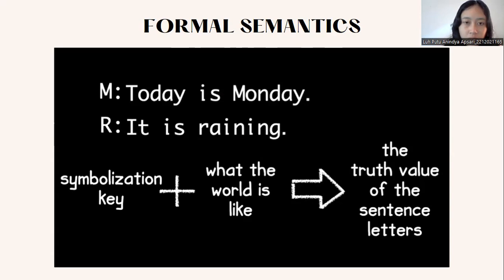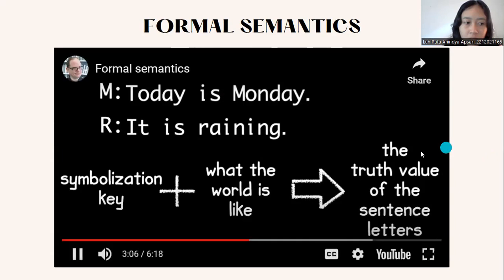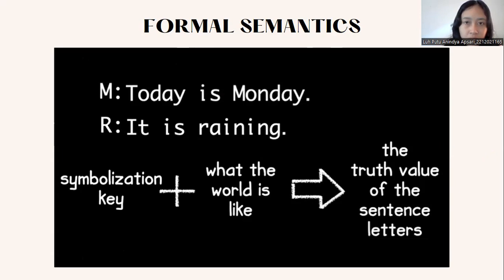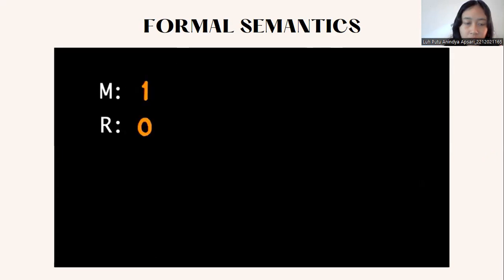That is, the symbolization key plus what the world is like determine the truth value of the sentence letters, but it's only the truth value of the sentence letters that affect how sentences turn out in SL. Suppose that it's Monday and it's not raining. Then M gets a value of 1. R gets a value of 0. Once we've specified these truth values, we can do all the work in SL without thinking again about the symbolization key or about what the world is like.